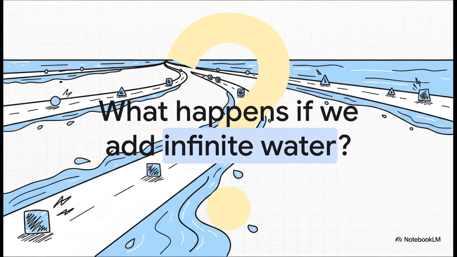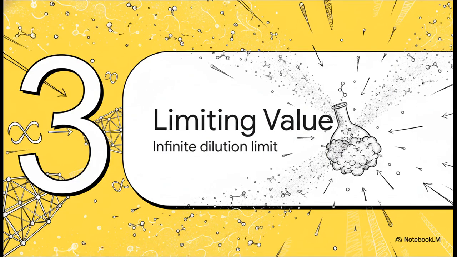So that really begs the question, what happens to our fleet of ions if we just keep widening the roads and expanding the city indefinitely? If a little extra water gives them more room to move and boost their conducting power, what's the absolute ceiling to this effect? Which brings us to Section 3, the ultimate limiting value, reaching infinite dilution.